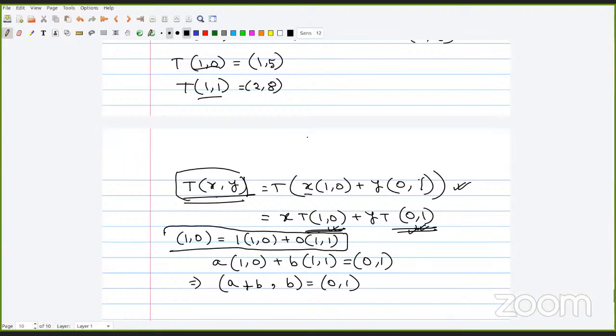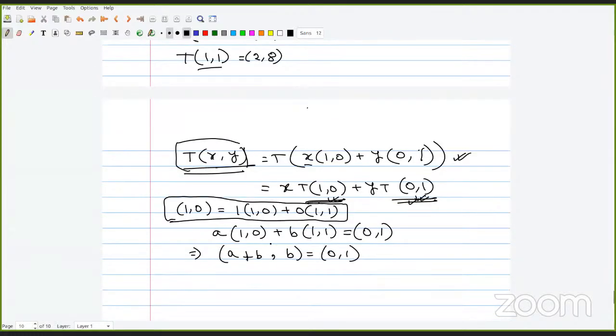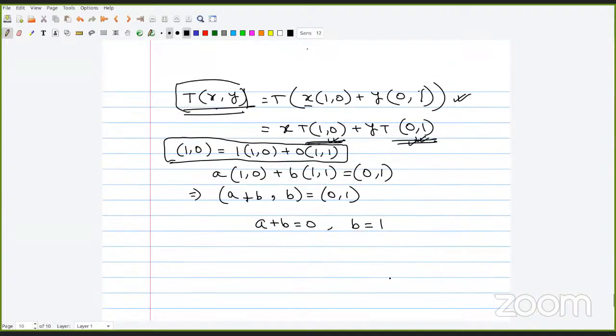Now I want to write the second one, (0, 1), as a linear combination of (1, 0) and (1, 1). That's what I am doing. I want to find a and b such that a times (1, 0) plus b times (1, 1) is (0, 1). So a plus b, you are converting it in that basis only. Let me finish this, then you ask. So this is clear to everybody.